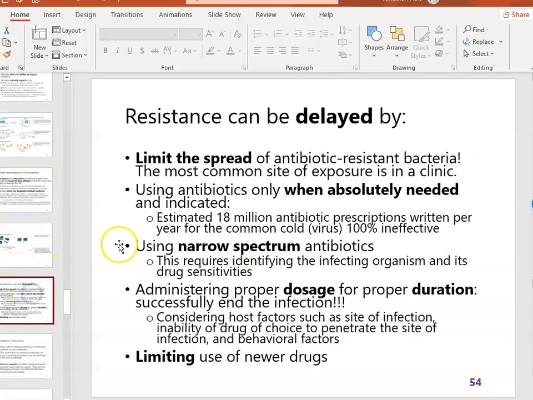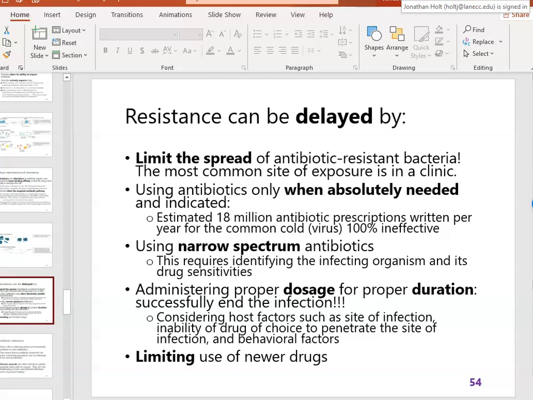And then, how do we delay resistance? This is an even more important list, because this is something that clinicians can use to prevent the extinction of humanity. So please learn how to delay antibiotic resistance.